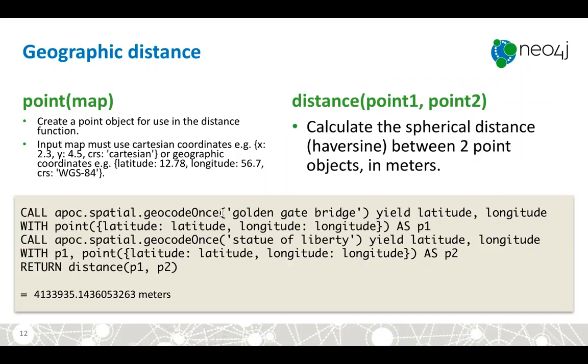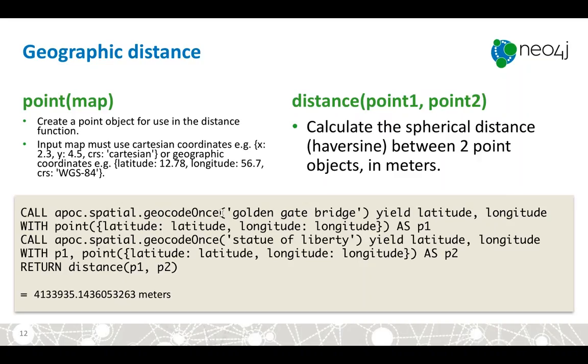So geographic distance, this is something where you can calculate the spherical distance between points on the Earth. So this uses a special type in Cypher called the point type. So in order to use the distance function, you must first create point objects in Cypher. So the point function takes as an input argument a map, and that map can have either x and y coordinates, or it can have latitude and longitude coordinates.